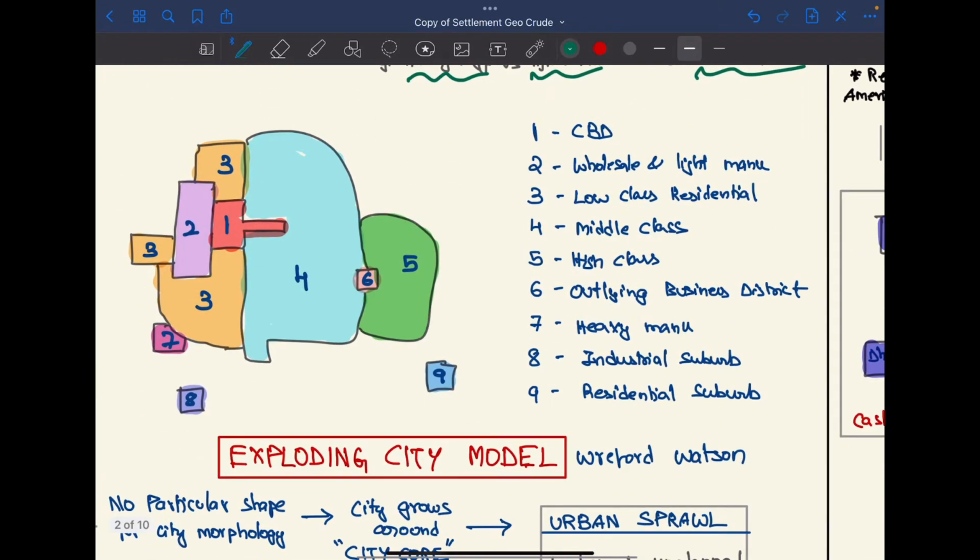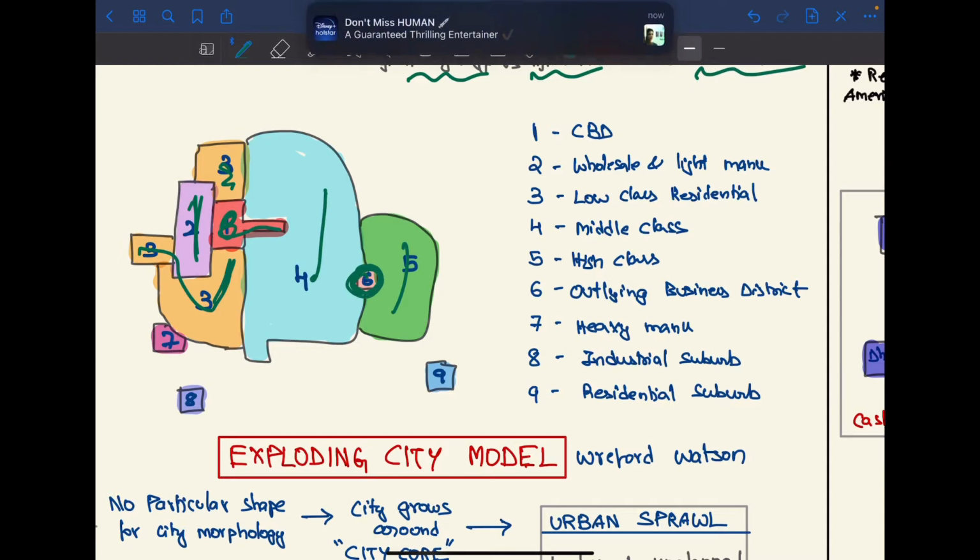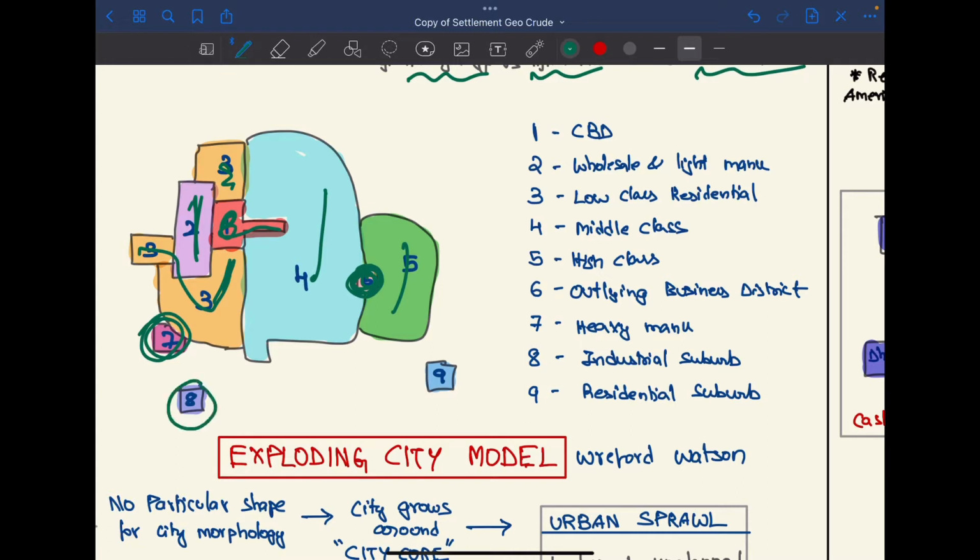So here we have it. This is a CBD, and around this is the wholesale and light manufacturing. Always the low class lives near the working place, and the middle class and higher class live here. This is the outlying CBD which is developing recently, this is the heavy industry manufacturing units, this is the industrial suburb, and this is a residential suburb. Industrial suburb because it is near to industry, and residential because it is close to residential areas.